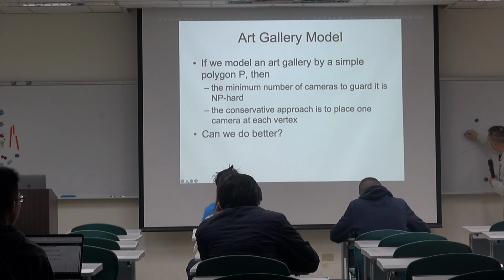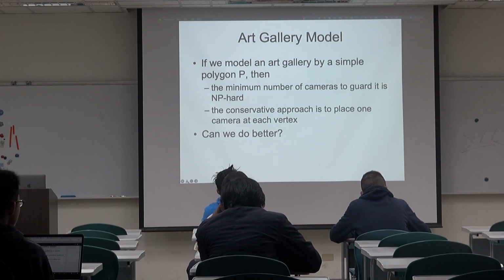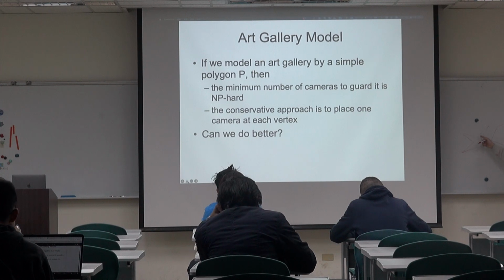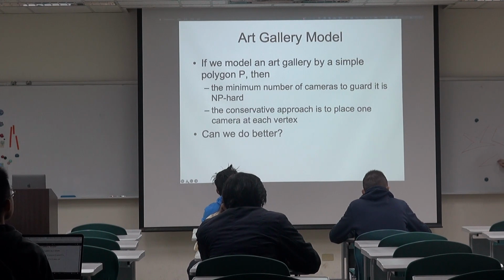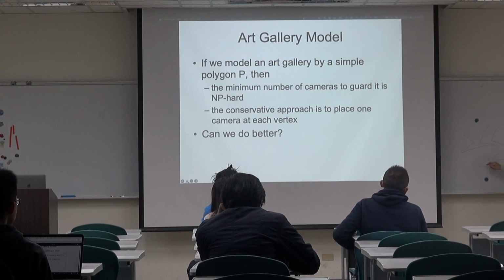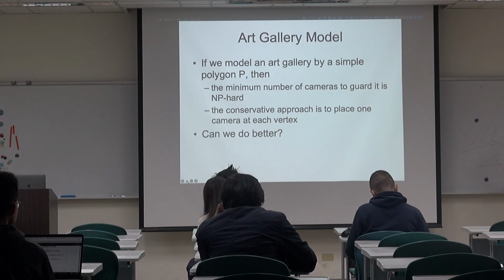A simple polygon doesn't have to be convex. It could be a shape like this. It's still simple because it doesn't contain a hole, and the edges of the polygon do not overlap. If you have something like this, then this is no longer a simple polygon because we have edges that overlap each other.